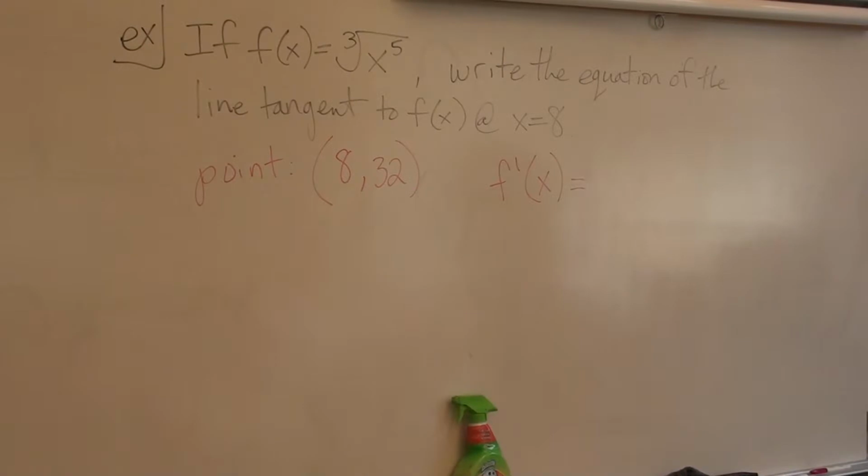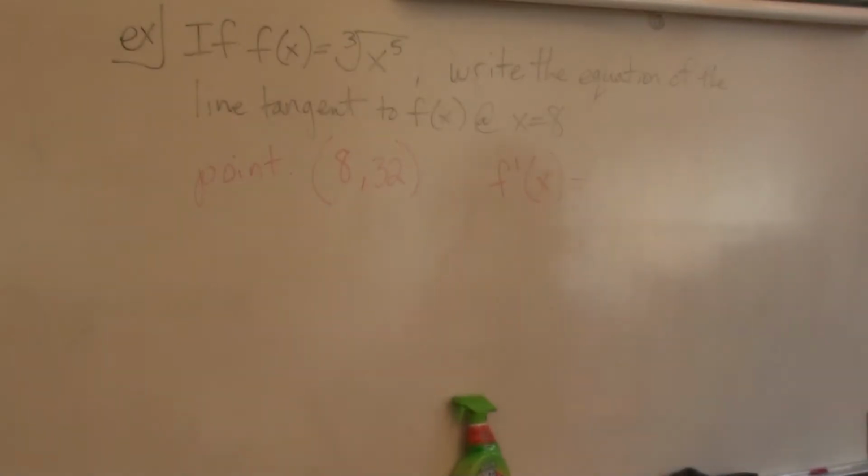We have to rewrite it first. So x to the 5 over 3. Then the derivative is 5 over 3 times x to the 5 over 3 minus 1, that's 5 minus 3, which is 2 thirds. So yes, you're right, 2/3. The cube root of x squared.